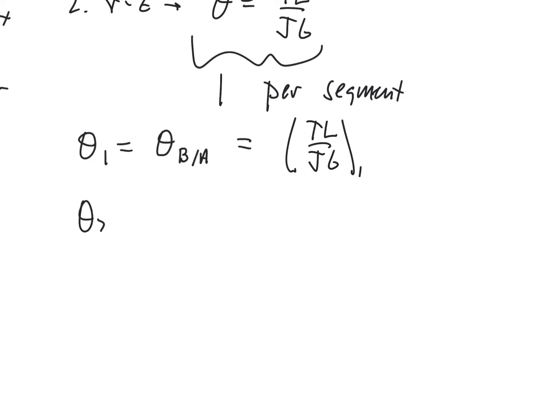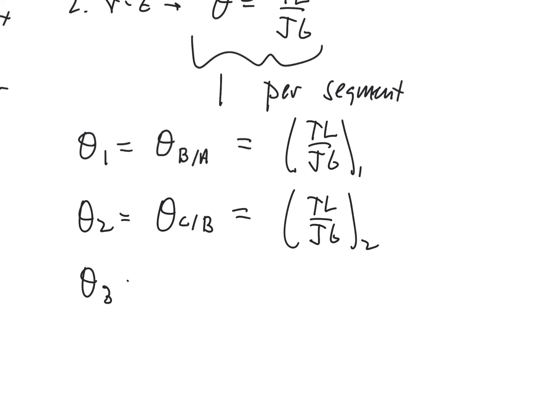Our theta 2 means the twist in bar 2. And what that means is theta of C, not relative to A now, but relative to the left-hand end of the bar. And that's going to be the TL over JG for the second segment, the segment that goes from B to C. And then finally theta 3, which is theta of D relative to C, is going to be the TL over JG of bar number 3.